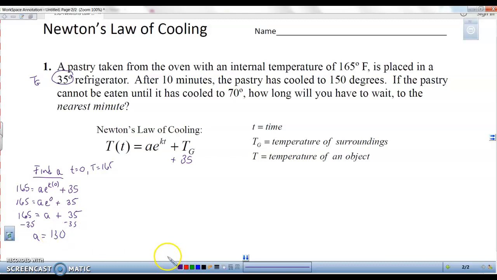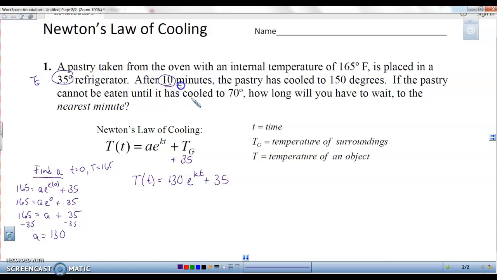Now we've got some more of the formula. We have T(t) = 130e^(kt) + 35. This is the Tg, and this is the A that we just found based on this formula. Now, in order to find t, we need to know what k is. k is a little more complicated. In order to find k, we need to fill in the other values. What we need to know is another value of time. What other value of time do we have? Well, we have 10 minutes.